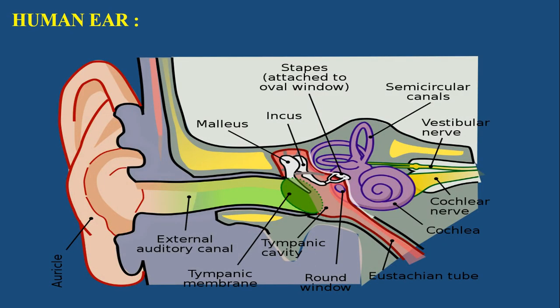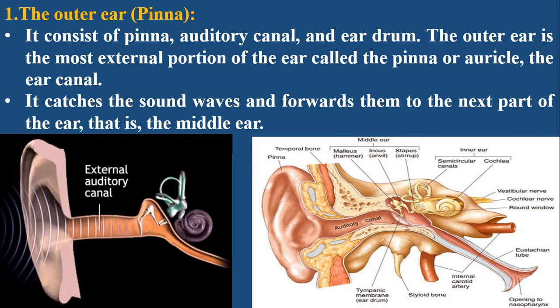Now students, we will talk about the human ear. As we all know, the human ear plays a very important role in hearing any sound. Without this part, we cannot hear any voice. So we will see what the important parts in our ear are and what their functions are. The human ear is divided into three parts. The first part is called the outer ear. In the outer ear we have the pinna, the auditory canal and the eardrum.